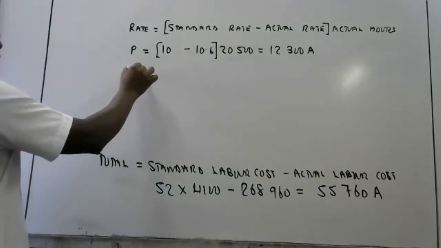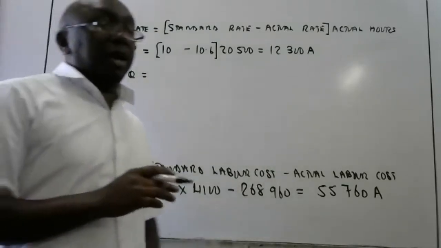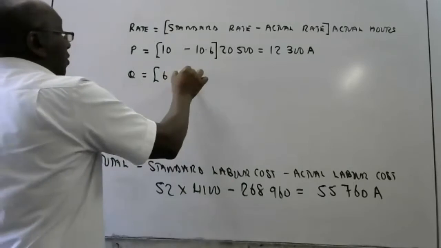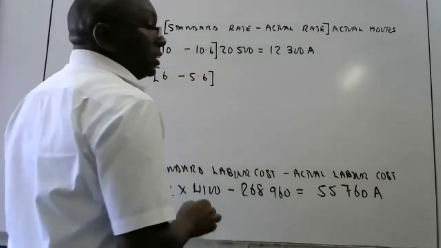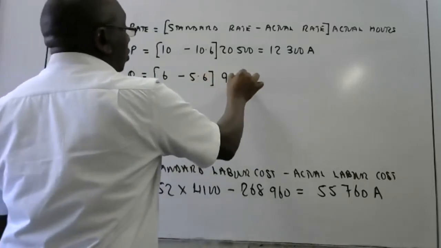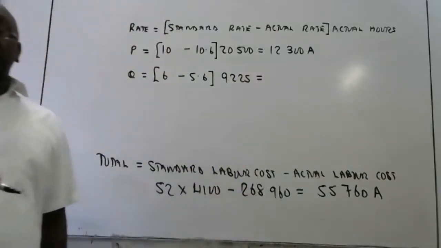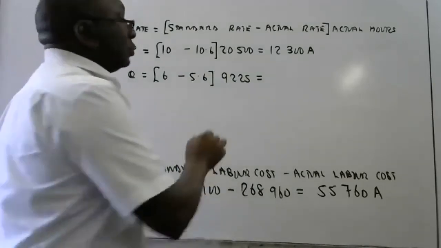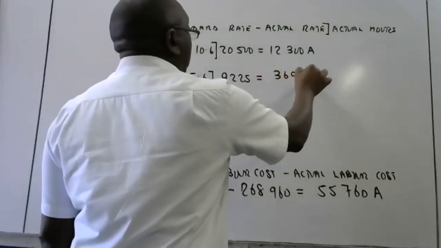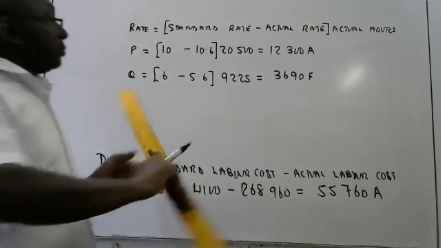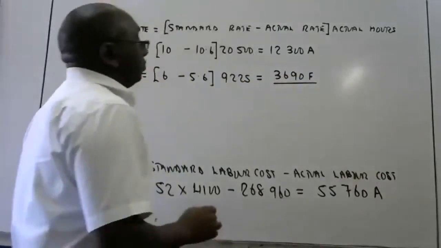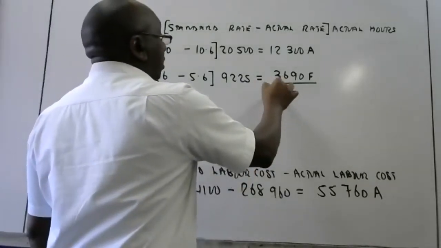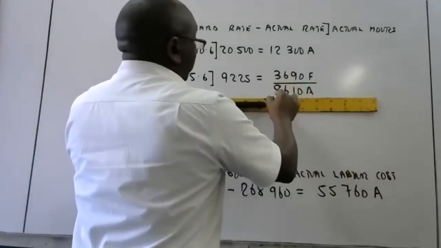Then Q, according to our standard, we were to pay 1 hour how much? 6 bob. But we ended up paying these guys how much? 5.6. And how many hours were involved? 92.25. So you get the difference as how much? So you combine them. The total is 86.10 advance.